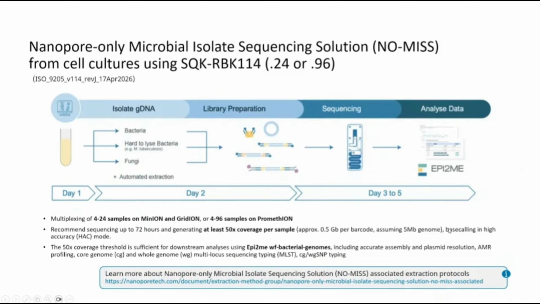The base calling should be in high accuracy mode. This 50x coverage should be sufficient for analysis using the EPI2ME workflows. This includes the assembly of the chromosome and plasmids, the identification of antimicrobial resistance (AMR) genes, and core genome or whole genome MLST or SNP typing.